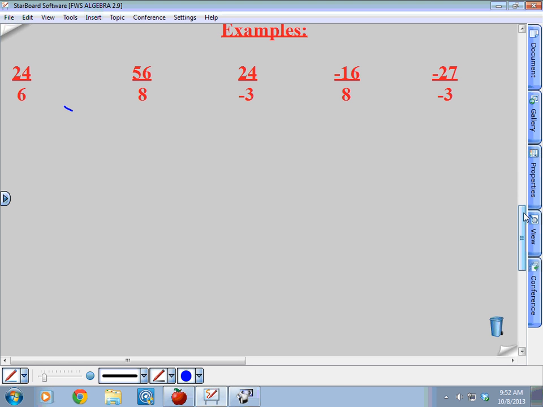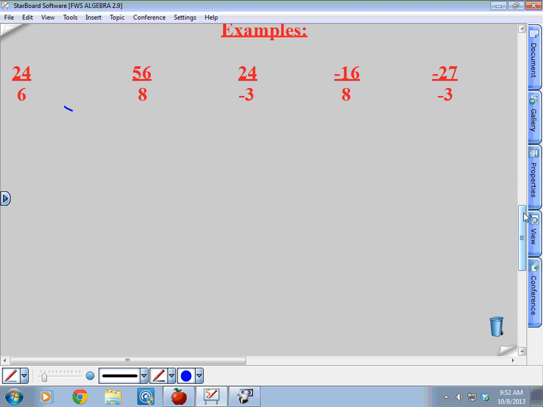Nathan. 24 divided by 6. The first thing I want to do is change these to, again, when we were subtracting, we were changing it to an addition problem. When we were dividing, we're going to change it to a multiplication problem. So if we have 24 divided by 6, let's change this to a multiplication problem. How am I going to do that? I'm going to multiply the top times the reciprocal of the bottom.